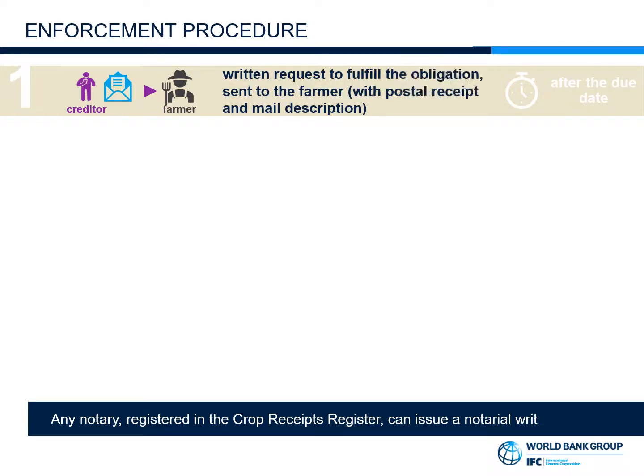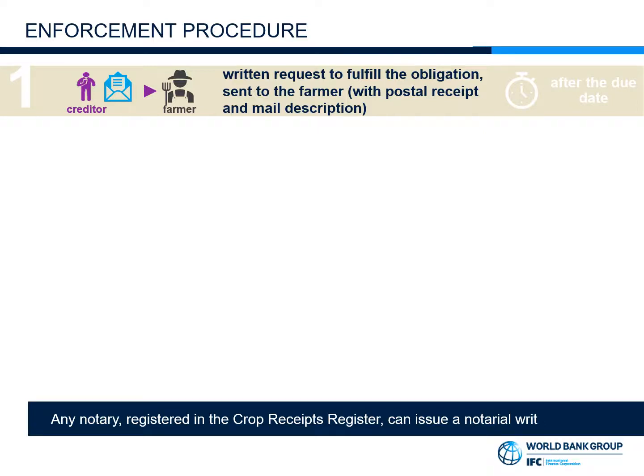Step 1. The creditor sends the farmer a written request to repay the crop receipt by registered mail with a description of the enclosure. Don't forget to keep the postal receipt and a copy of the request. No need to wait for the answer. On the same day, the creditor can address any notary registered in the crop receipts register to issue a notarial writ.